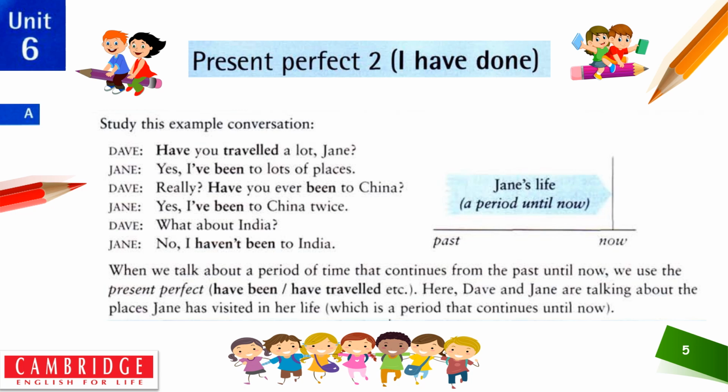That is why I've been to lots of places. I've been to China twice. You see now, the action happened in the past, but the effect is still now. In order to express this particular idea, we can use present perfect.